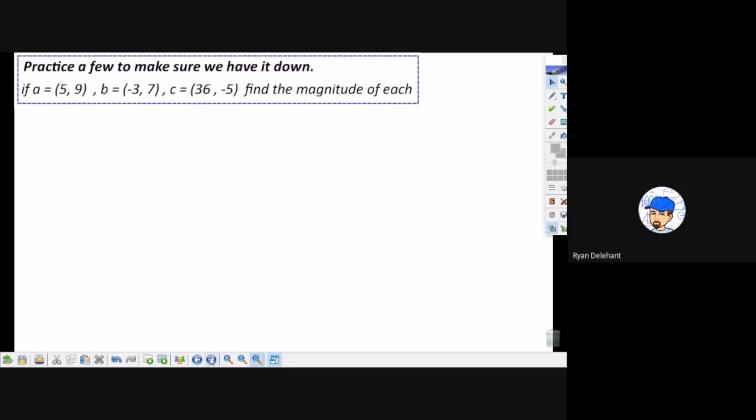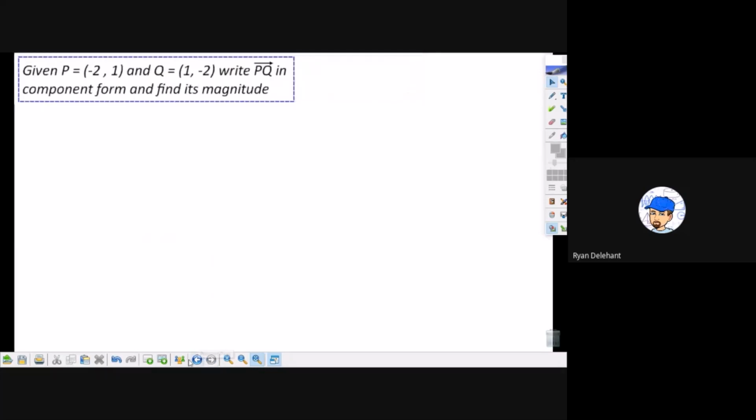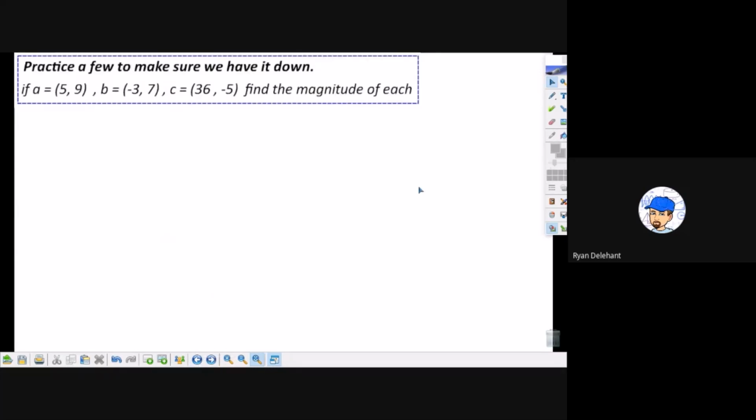So what I want you to do, wait a minute, where'd my problems go? Oh, they're there. Find the magnitude of each one of those vectors in component form. So the answers that I'm looking for here, I want you to tell me the magnitude of A, the magnitude of B, and the magnitude of C.